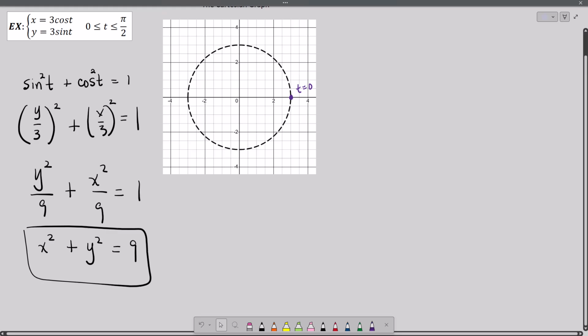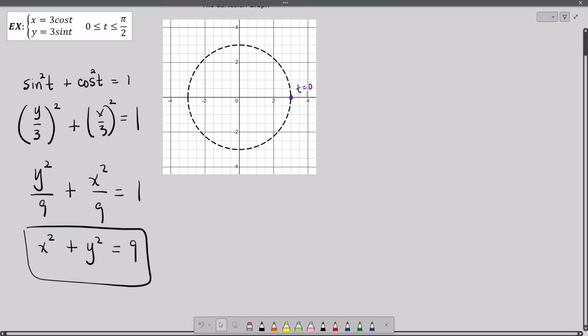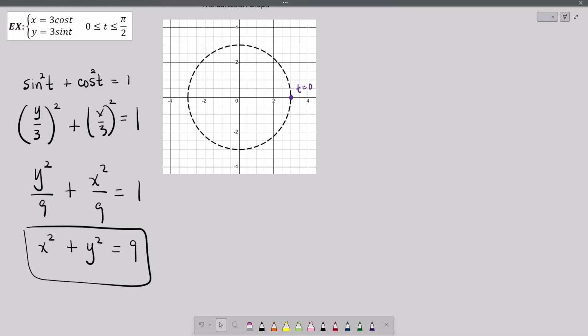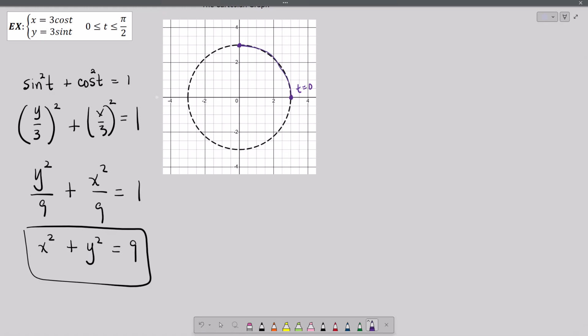A lot of times you can do some of this in your head. As you get more and more comfortable at generating intuition for parametric graphs, parametric curves, and then pi over 2, where is that going to be? Up here, 0, 3. If you plug in pi over 2, cosine of pi over 2 is 0. 0 times 3 is 0, so x is 0. Plug it in there, y is going to be 3 times 1. So this is our parametric curve. And we'll put an arrow in the middle. So that's our parametric curve with its orientation, counterclockwise.